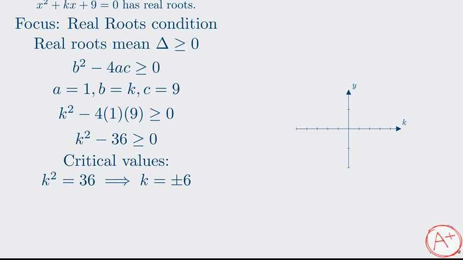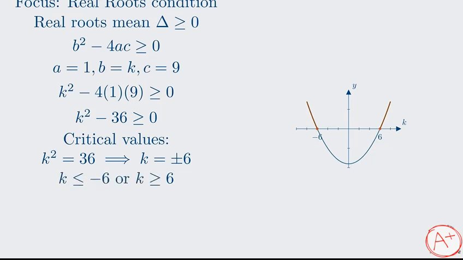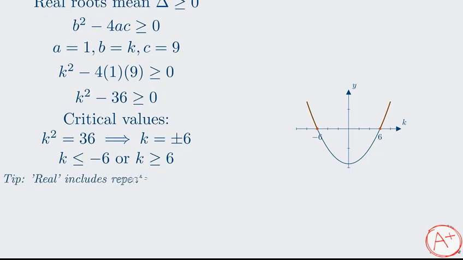By looking at the graph of k squared minus 36, we see the regions where the values are positive. The values are greater than or equal to 0 when k is negative 6 or less, or when k is 6 or more. Always check if the question says real roots or distinct real roots to know if you should include the equal to sign.